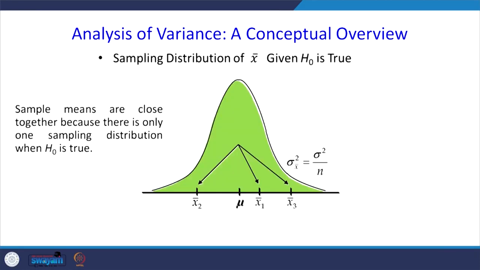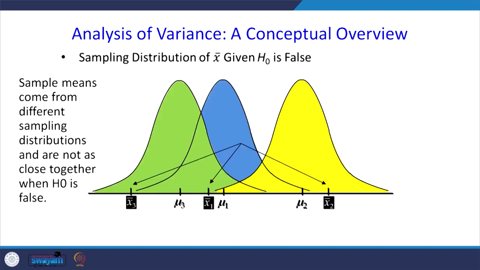Look at this normal distribution. This is the sampling distribution of x bar given the null hypothesis is true. Sample means are close together because there is only one sampling distribution when H naught is true. Look at this normal distribution. There are 3 normal distributions.